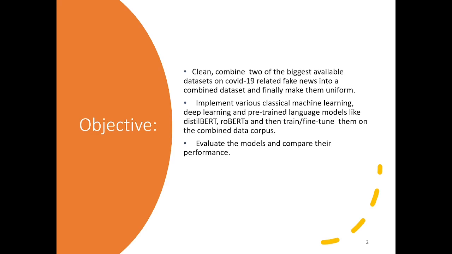So, before diving in, we want to make the objectives clear. One of the main objectives of this study is to combine the two largest available data sets related to COVID-19 fake news and make them uniform into a single corpus. We later will implement classical machine learning, deep learning, and pre-trained language models, and then train them on this combined data corpus, that's the uniform corpus, and we later on evaluate and compare the results.